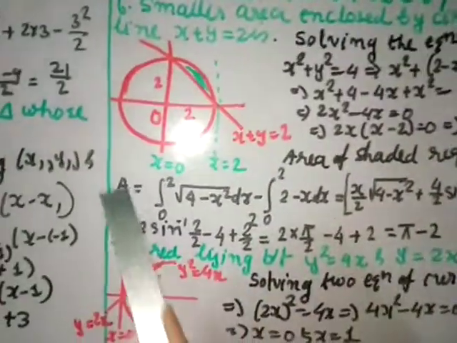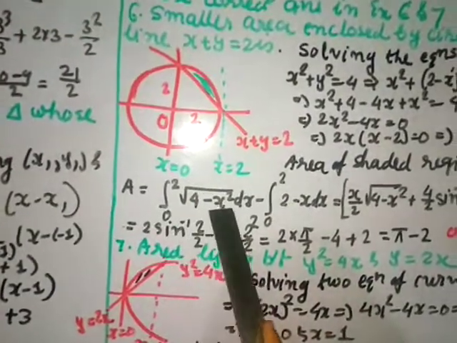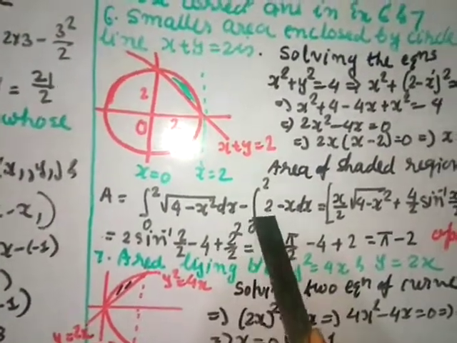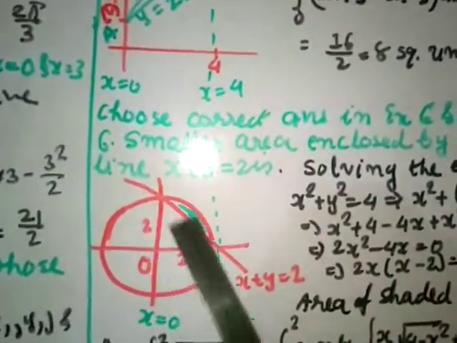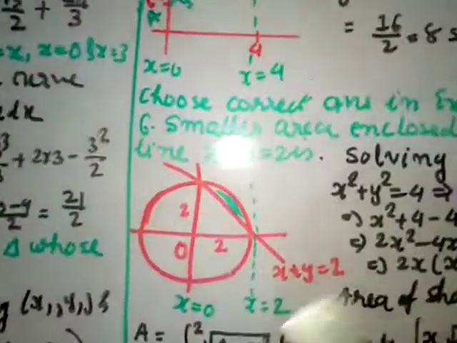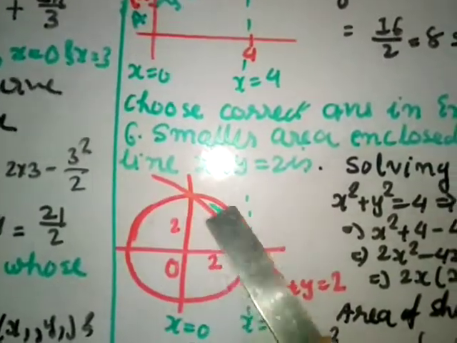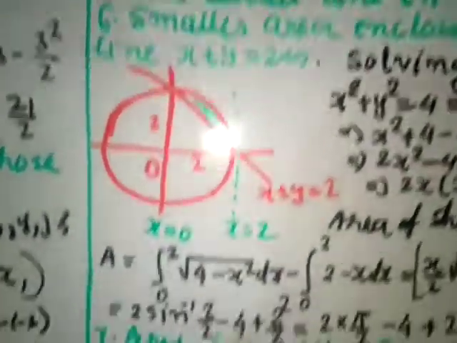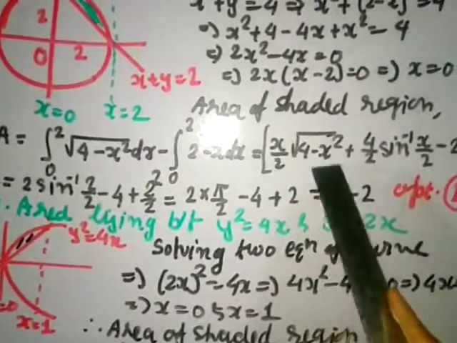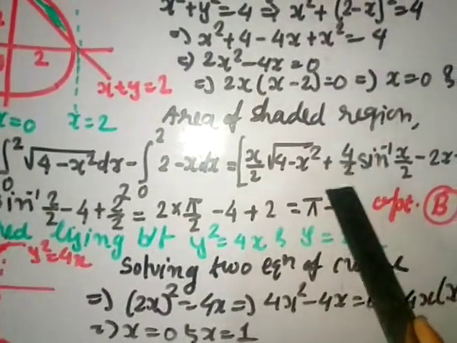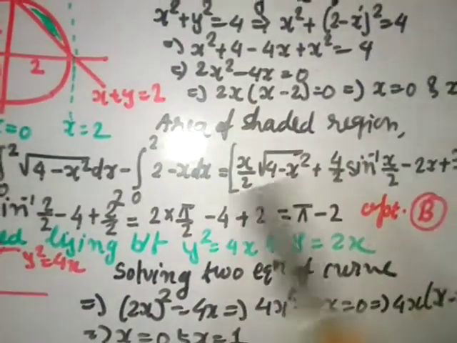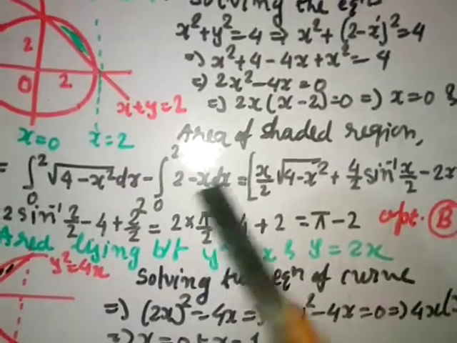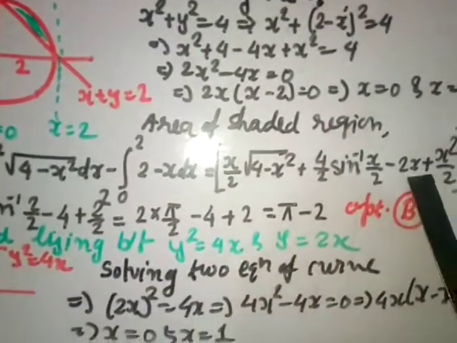Area of the shaded region, A is equal to integral 0 to 2 of root 4 minus x square dx minus integral of 2 minus x dx. This is the area of the circle minus the area of the line, the equation of the circle minus the equation of the line. That is what I have written here. And for this one again use the same identity. So I am using here x by 2 square root of 4 minus x square plus a square by 2, that is 4 by 2, sin inverse x by 2, minus the integral of 2 is 2x and of x is x square by 2, here minus, so this becomes plus, from 0 to 2.